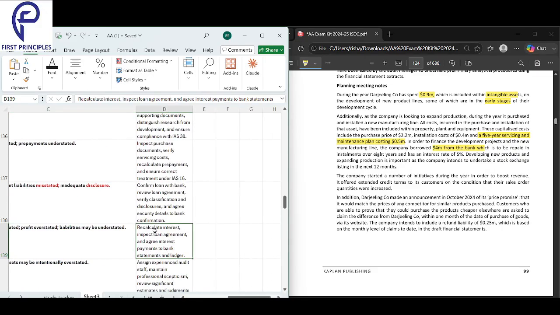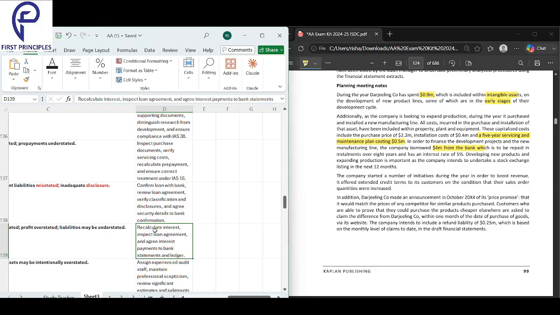So what you should do, you yourself recalculate the interest. Inspect the loan agreement correctly, and agree whatever interest you have paid to the bank statement and the ledger, just to ensure that the correct finance cost has been paid.